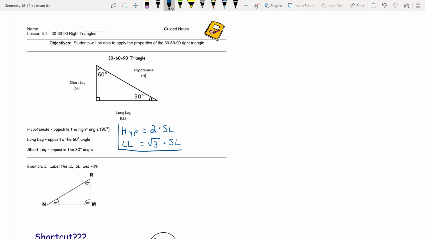Just like in 45-45-90, we knew the hypotenuse was square root of 2 times the leg. Here we've got 2 to work with. And if you notice, both of them involve the short leg. So like I said, it's all about the short leg. We want to relate back to the short leg whenever possible. That's our main goal here.